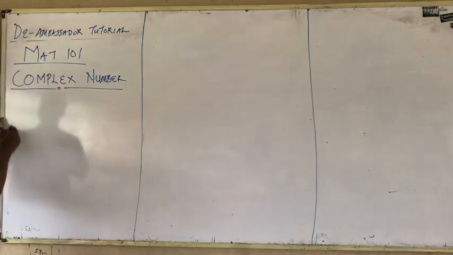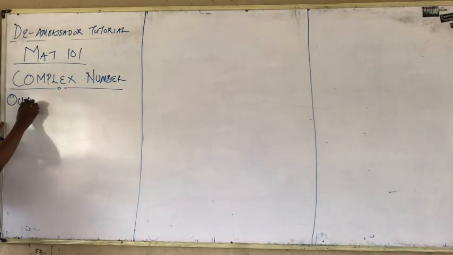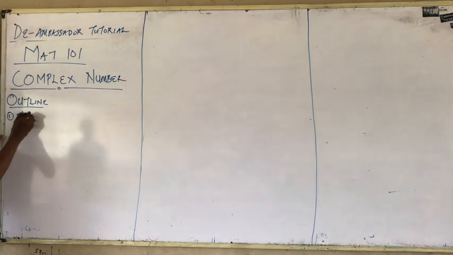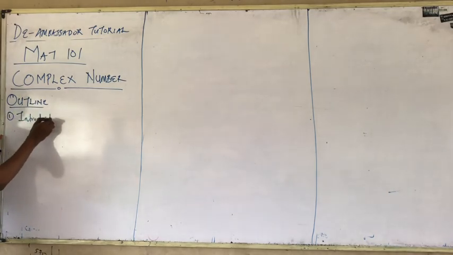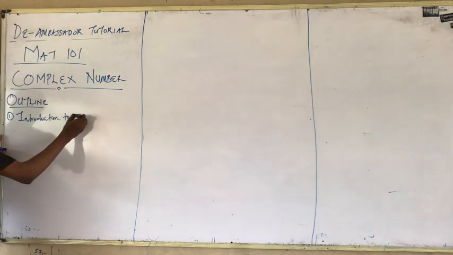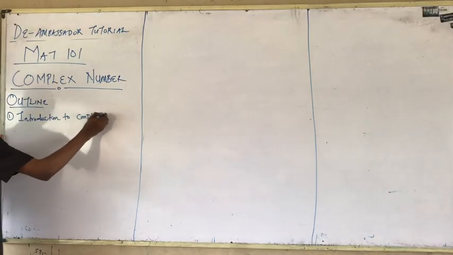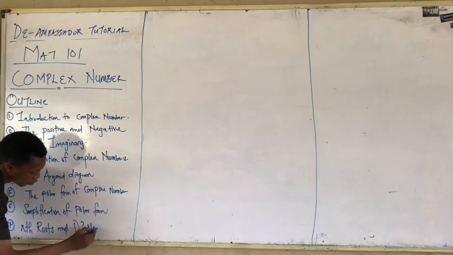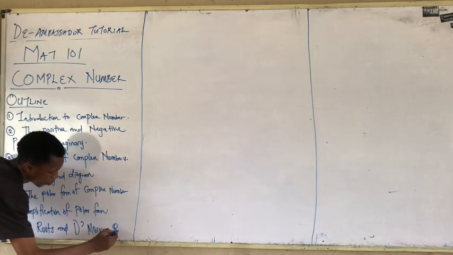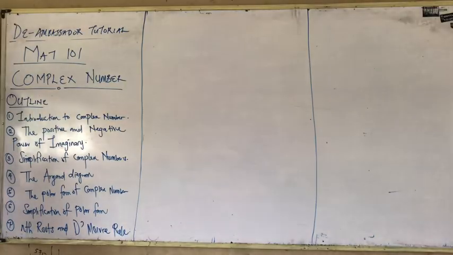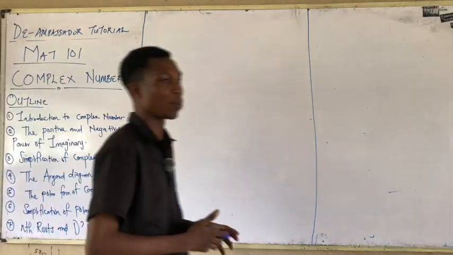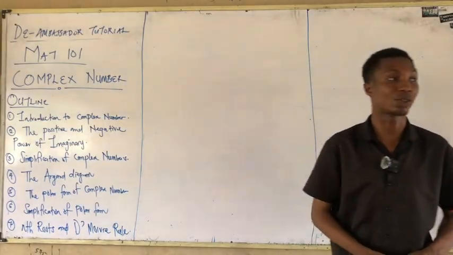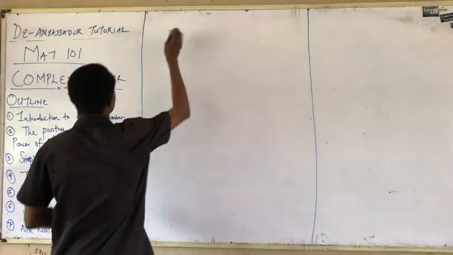So let's start. Outline. The first thing we are going to learn under this complex number is the introduction to complex number, and Moivre Theorem. Every single thing you should know under complex number, every single thing, is set in your exam. So let's start. The introduction, please.